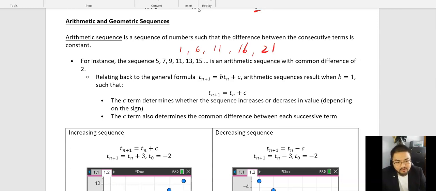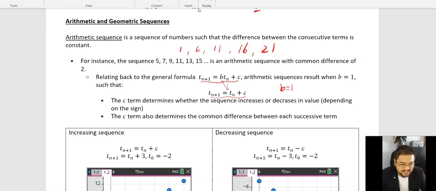So relating back to the general formula, Tn plus 1 equals b times Tn plus c, the arithmetic sequence results when b equals 1. You can see from the difference between this sequence here and this sequence that the b has disappeared. There's a reason why: there is no multiplying factor between the terms. Since the common difference is constant, the value of b is equal to 1.